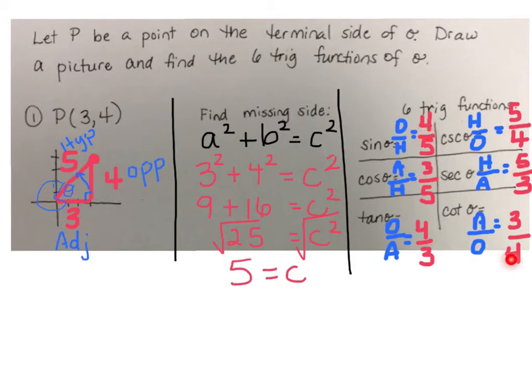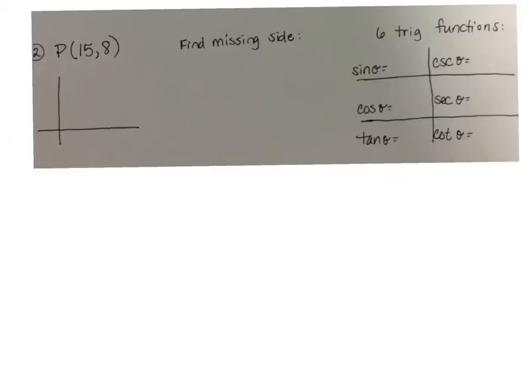If you need to pause the video, feel free. Okay, you should try this one first. See if you can plot it correctly and draw your triangle correctly. You know, the 15, 8, draw it. And then see if you can find the missing side. Start the video again and check those 2 parts before you go on to the 6 trig functions.